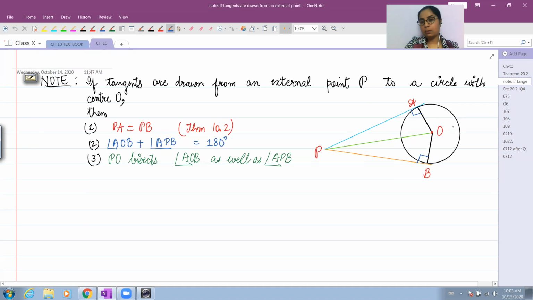So here we have a circle with center O, two tangents are drawn from P. The tangents are PA and PB. These are your tangents. The first result is that PA and PB will be equal. We have proved this.